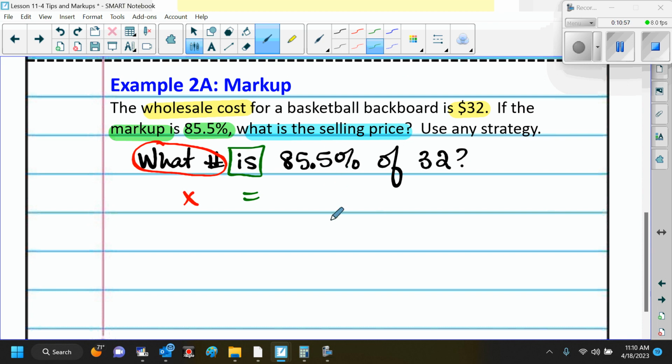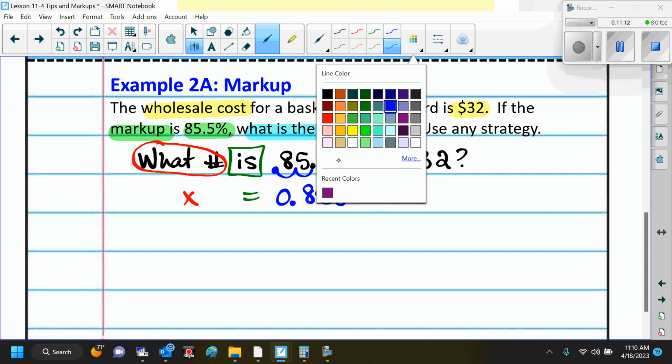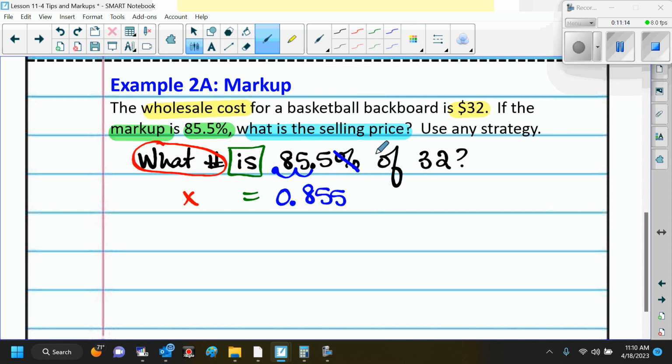What do I have to do to this percent before I put it into the equation? All right. Change to a decimal. So you move the decimal to the left, take away the percent sign. So this is going to be 0.855. Of in math means multiply. And we're multiplying times 32.